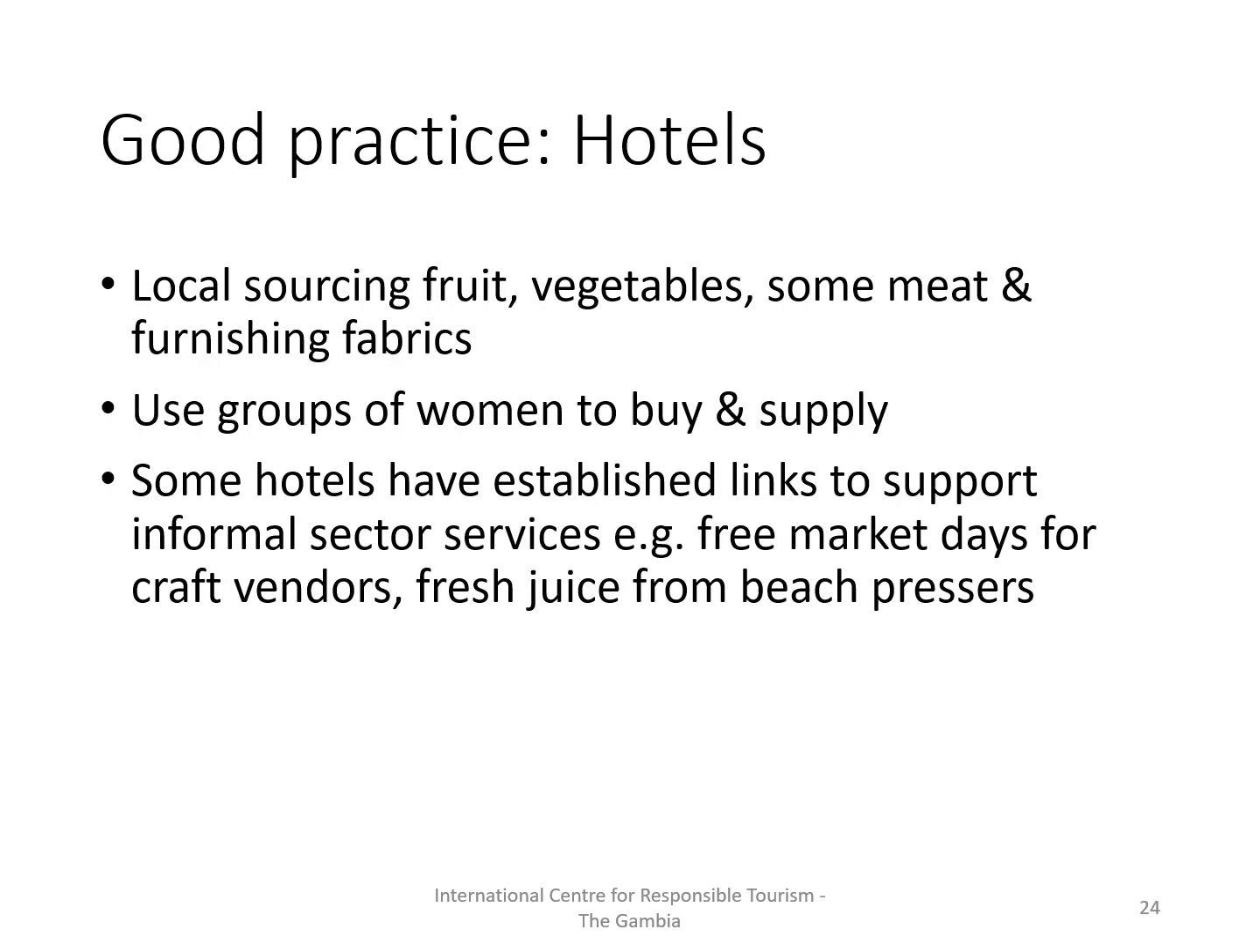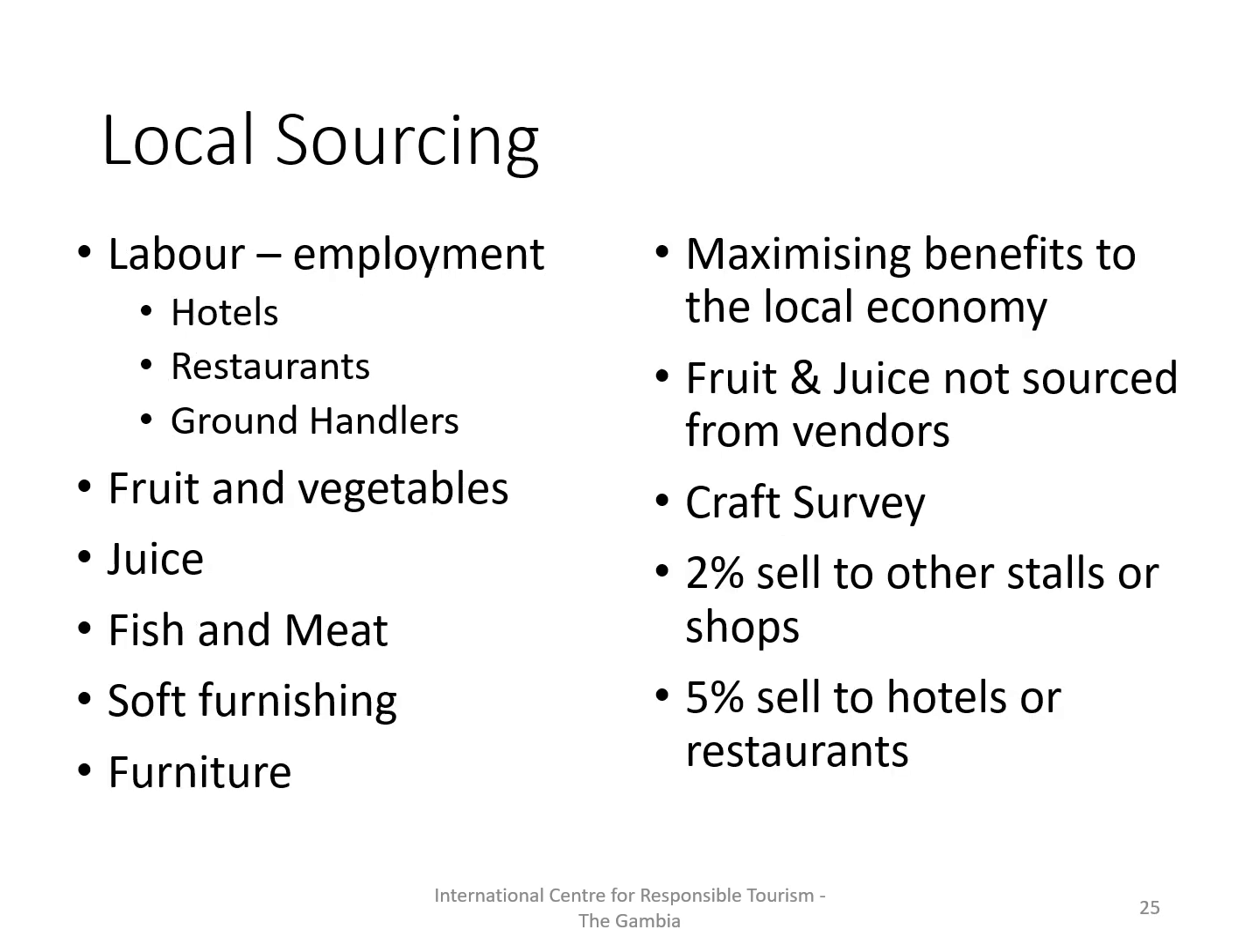For hotels, local sourcing of fruit and vegetables, some meat and furnishing fabrics, and using women was of particular importance. What was really dramatic, though, was the difference in the earnings of the craft workers, particularly on free market days when the craft vendors or the juice pressers were able to sell within the hotel. On those days, their incomes really dramatically improved. In terms of local sourcing, there's a list there of the kinds of things.